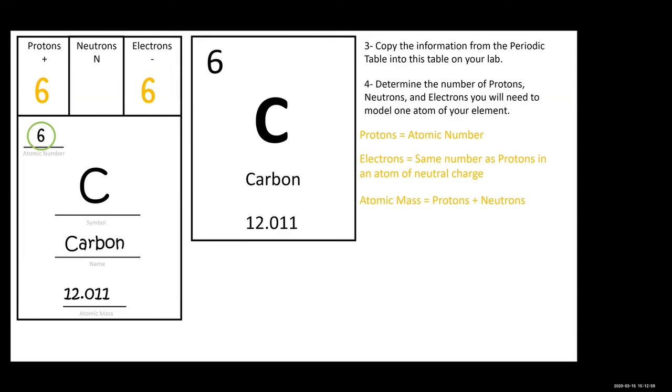So now, how do we figure out how many neutrons we need? Look down at the bottom at your atomic mass, where it says 12.011. That is your atomic mass, and basically what it is, it's your number of protons plus your number of neutrons.